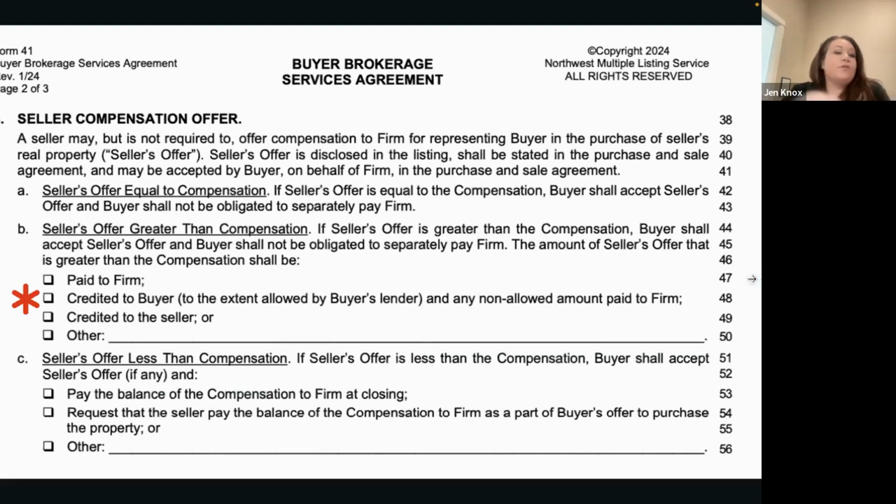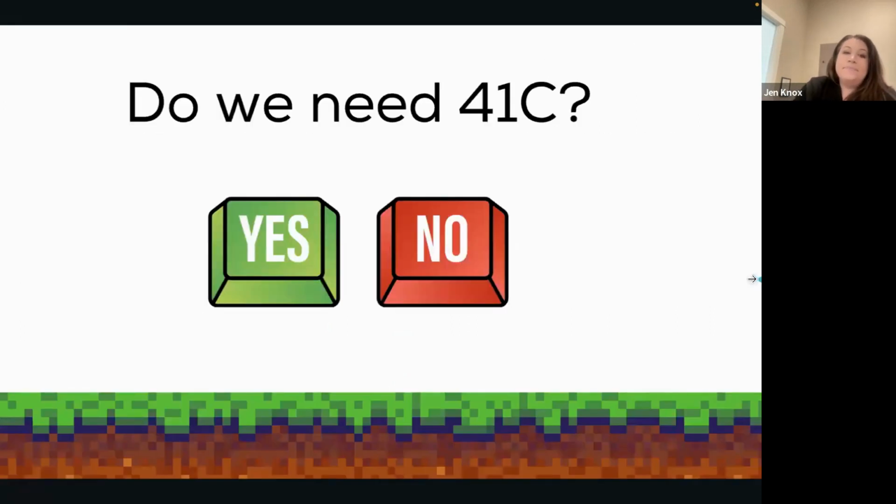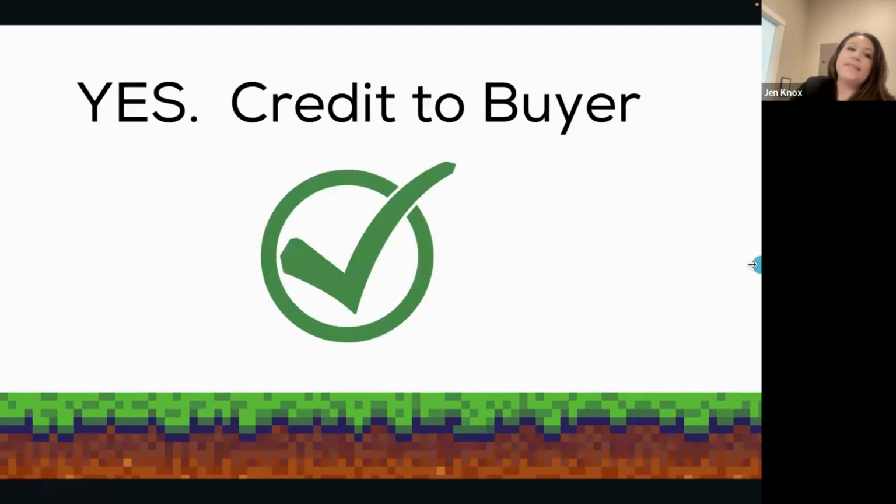Now, if we want to credit to buyer, think of our choices on the 41C. Do we need it? The answer is yes, we do need it when we talk about crediting something back to buyer, and the option we're going to choose is the credit to buyer option.